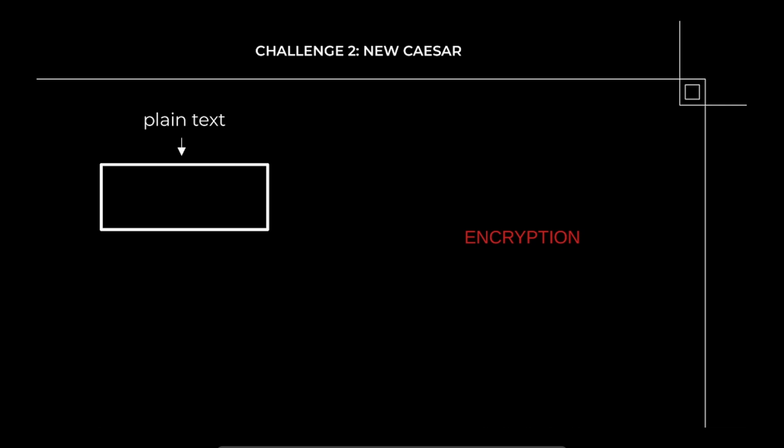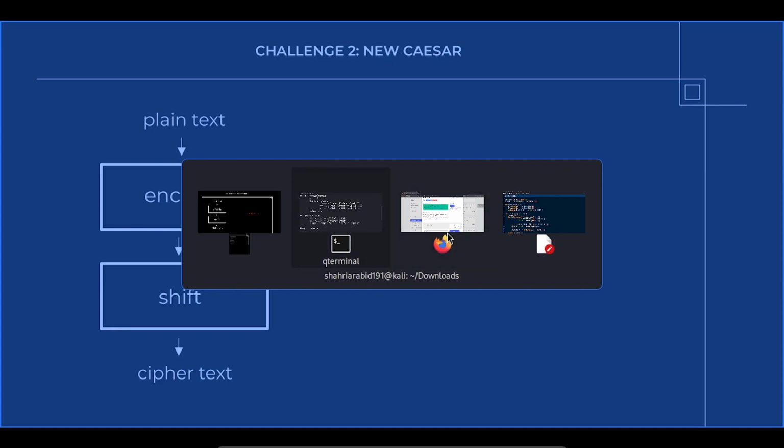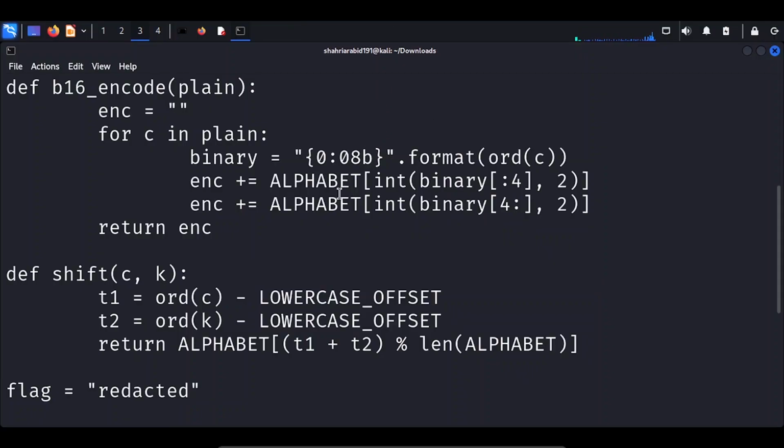So this file contains an encryption algorithm in which they have taken a plain text, then they have done encoding, which is a base 16 encoding. It is a different one. Then they have done a shift operation, and finally we can get a ciphertext from this code. So now let's go ahead and see what's in the file.